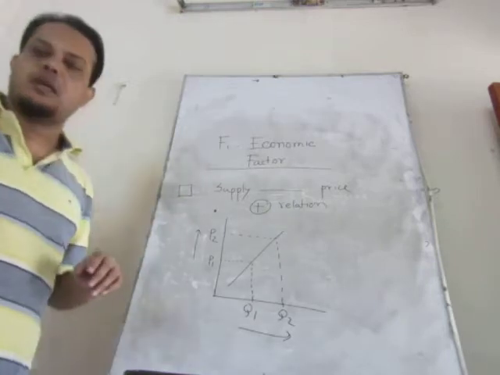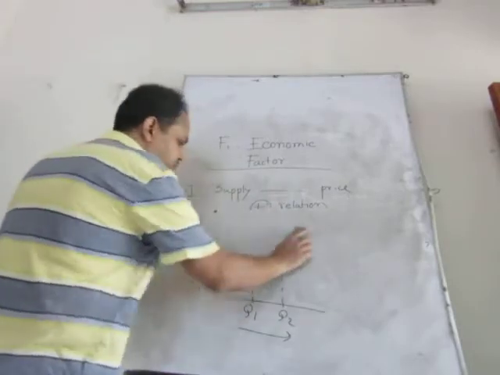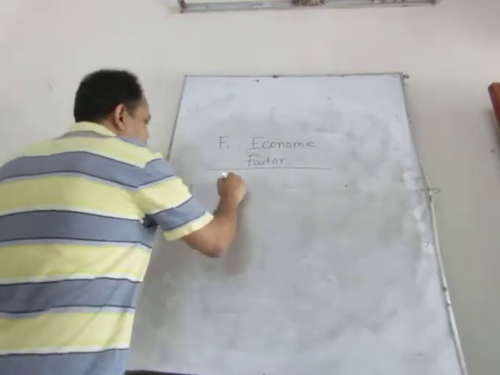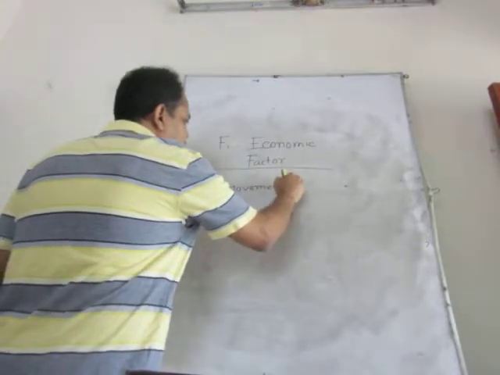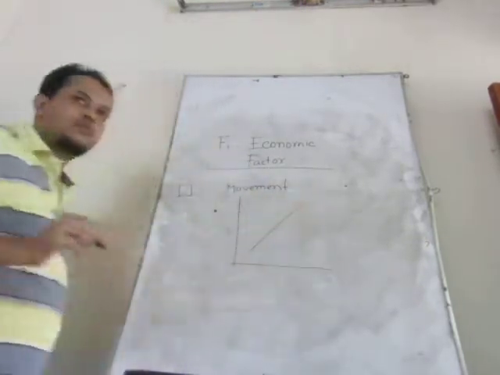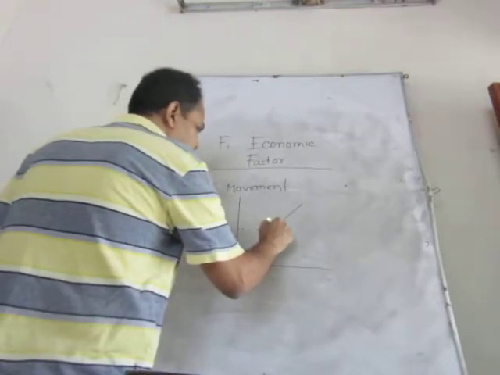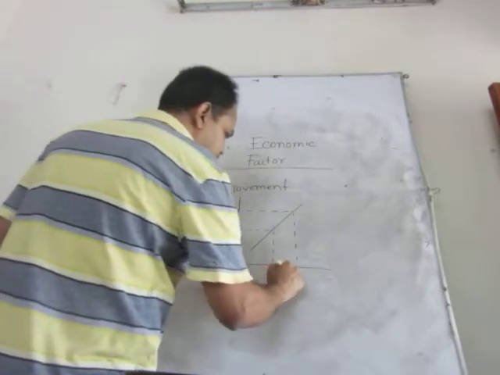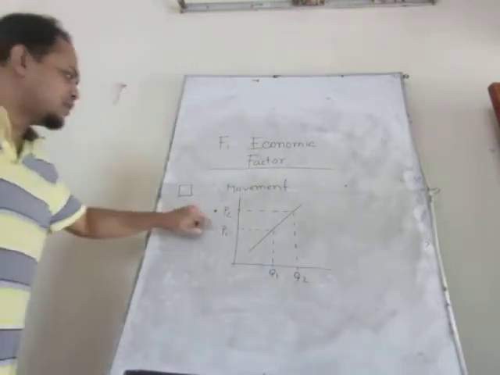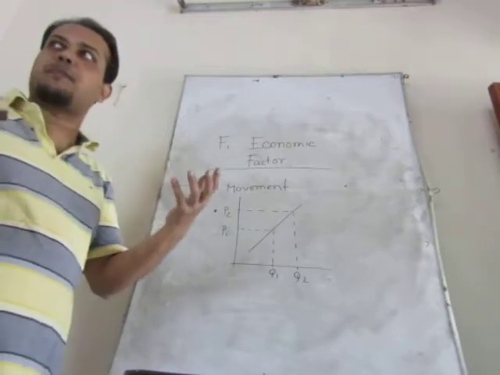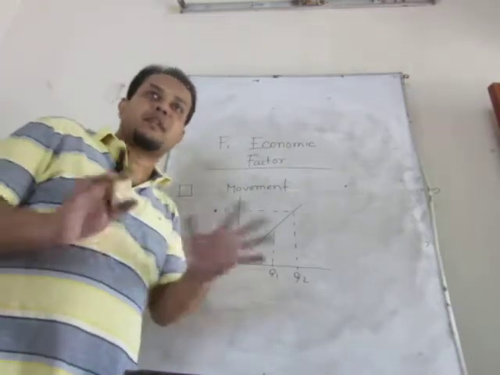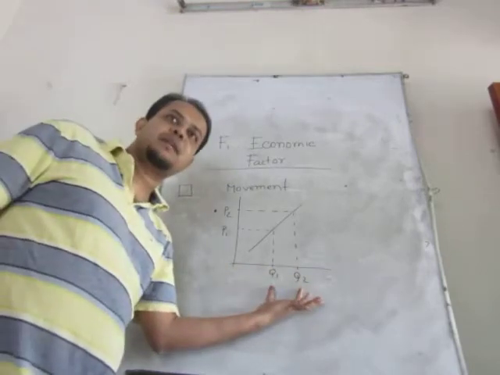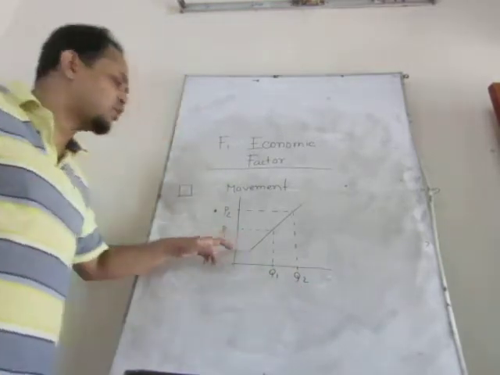Here, inversely, same as with the demand, there may be movement in the supply. Movement. As you are changing the price, your quantity demanded also changes; the quantity supplied by the producer also changes. So why does the quantity supplied change here? Because of the changes in the price. That's why this is called movement along the line.